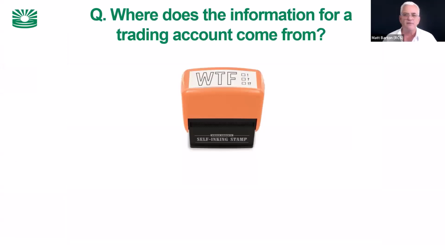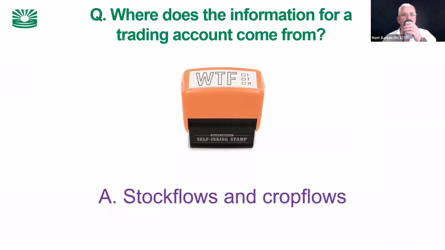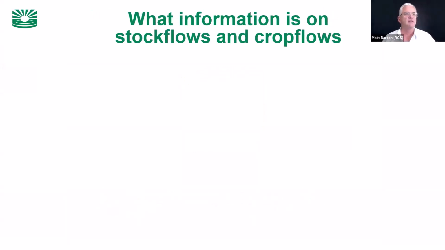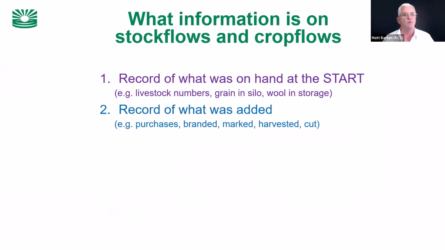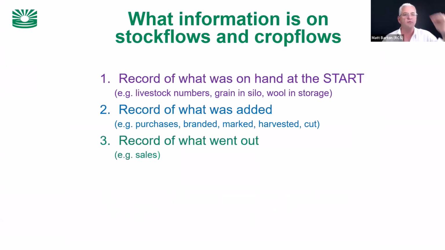Where does the information come from for our stock flows? It comes from stock flows and crop flows. What information is on them? We need to record what is on hand at the start of the period. We need to record the purchases, what was added, what was harvested, what was marked, the natural increases. We need to record what went out. And then importantly, we need to record the deaths and the transfers within enterprises.